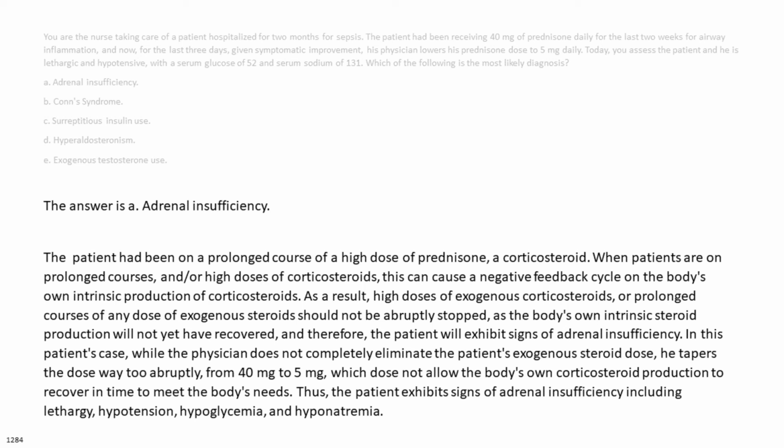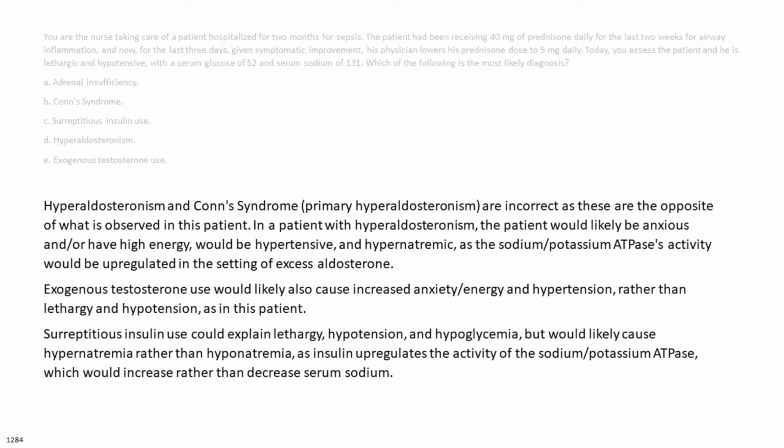Thus, the patient exhibits signs of adrenal insufficiency including lethargy, hypotension, hypoglycemia, and hyponatremia. Hyperaldosteronism and Conn's syndrome, primary hyperaldosteronism, are incorrect as these are the opposite of what is observed in this patient. In a patient with hyperaldosteronism, the patient would likely be anxious and/or have high energy, would be hypertensive and hypernatremic, as the sodium-potassium ATPase's activity would be upregulated in the setting of excess aldosterone.